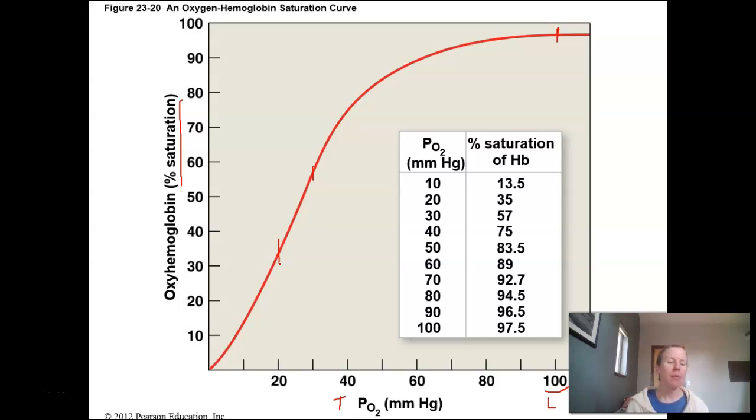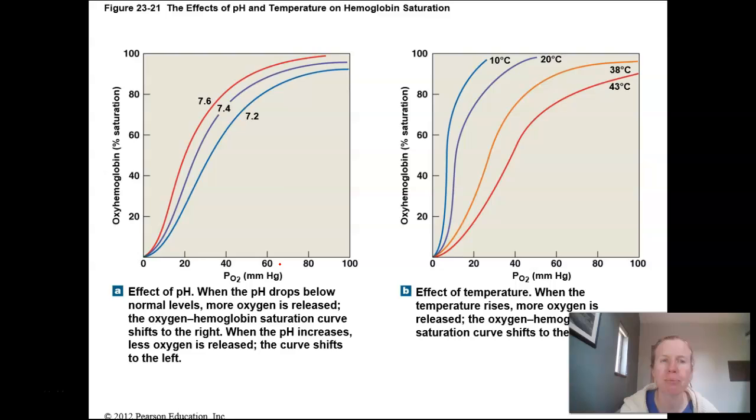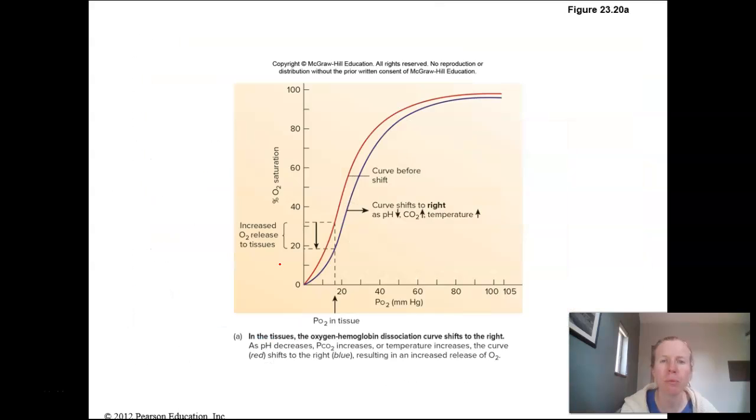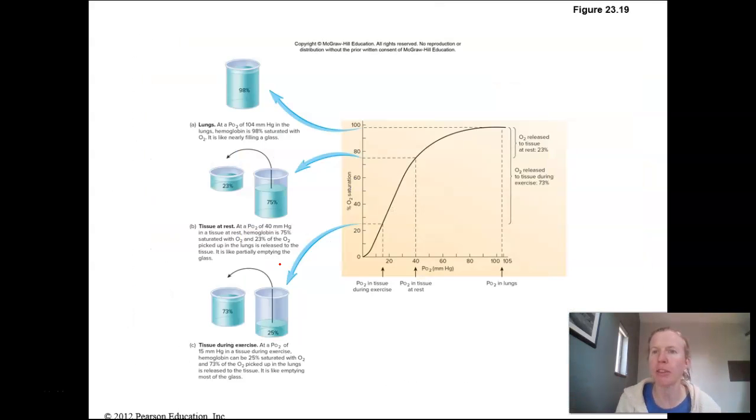Okay. The other thing that's going to affect the binding are things like pH and temperature. And there's also something called 2,3-BPG. So let's actually... I thought your book actually did a nice job with this. So this is figure 23.19, right? And again, here we're looking at the PO2. See, they laid this out.